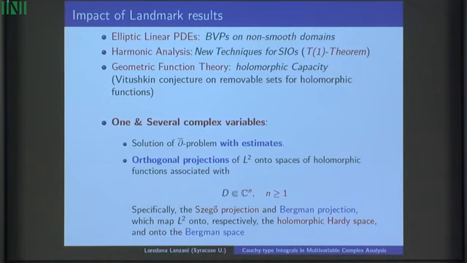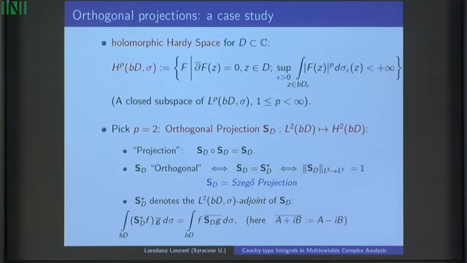And I want to focus instead on the applications of two orthogonal projections of the Hilbert-Lebesgue space L2 onto spaces of holomorphic functions that are associated with a bounded domain in one or higher dimension. And in particular, there are two such projections. One is the Szego projection, which is the orthogonal projection onto the holomorphic Hardy space. And the other is the Bergman projection, about which I will say nothing. It's the orthogonal projection onto another closed subspace of another Hilbert L2 Lebesgue space. So let's focus on one such projection.